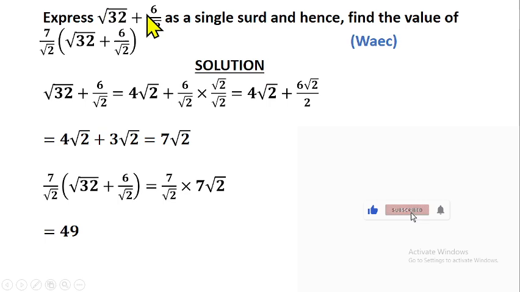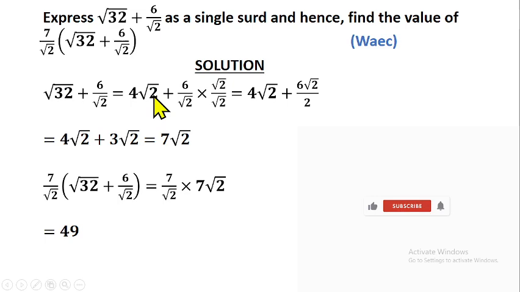So root 32 plus 6 over root 2. We can simplify this. Now you're having root 32 plus 6 over root 2. We can see that root 32 is not yet simplified to the simplest form. We can simplify root 32, and that should give us 4 root 2, if you know how to simplify based on what you have explained before. So that should give us root of 16 times 2. So root 16 is 4. Then multiplied by root 2, that gives us 4 root 2.